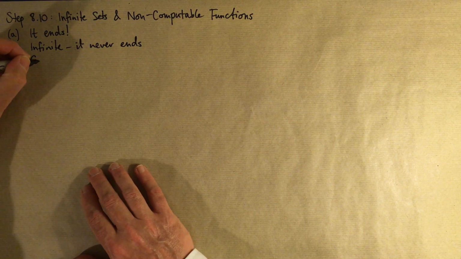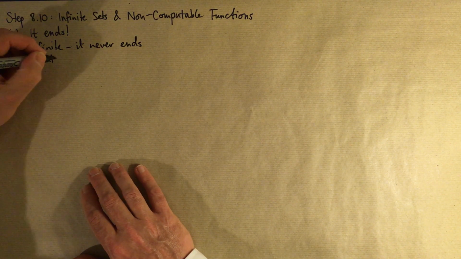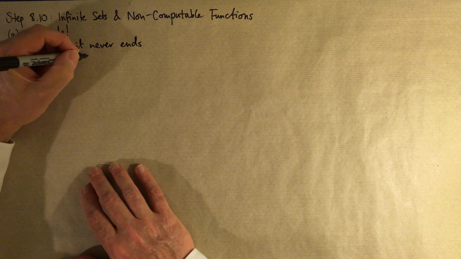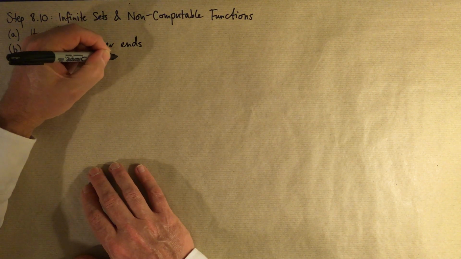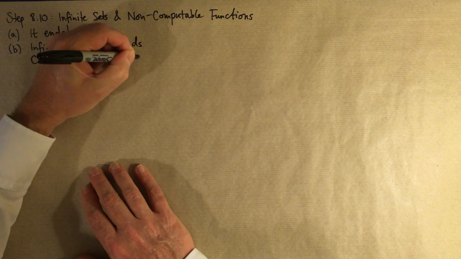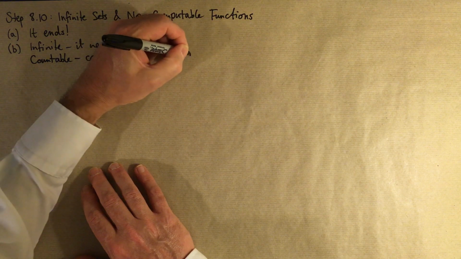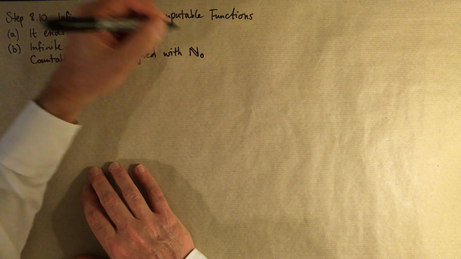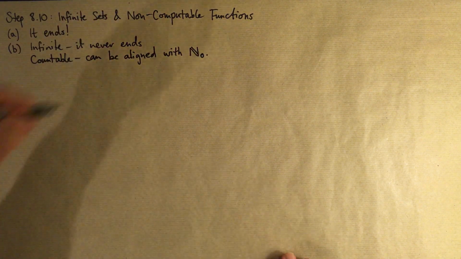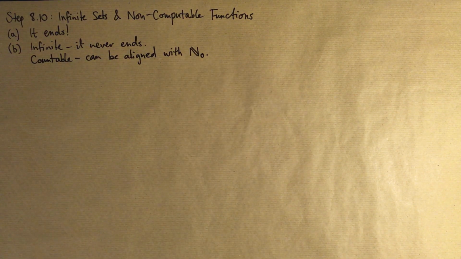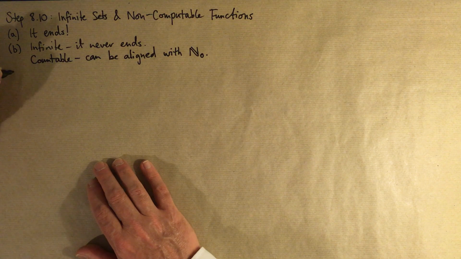But countable means it has an interesting property. You can align it with the natural numbers. We'll use n0. So you can form a mapping between the elements of your set and n0. We'll see that in a minute.